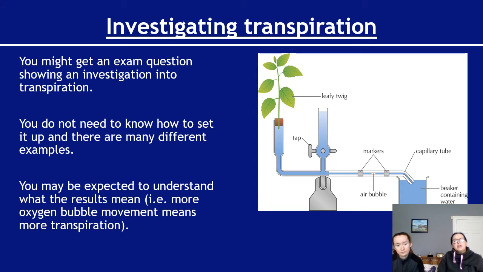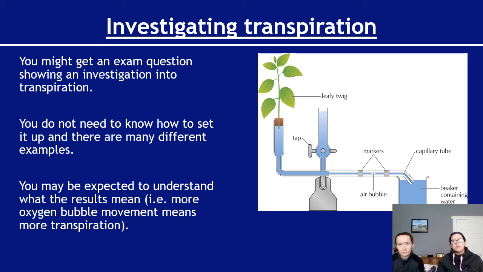Okay, now you might get an exam question that looks like this. You need to have a vague understanding that this piece of kit here measures transpiration, okay? It lets you understand how fast transpiration is happening. The leafy twig is a plant that is going to do transpiration, and it is going to suck water up from the bottom of that stem up through and out of the leaves. If it's doing more transpiration, it will draw up more water. If it's doing less transpiration, it will draw up less water.